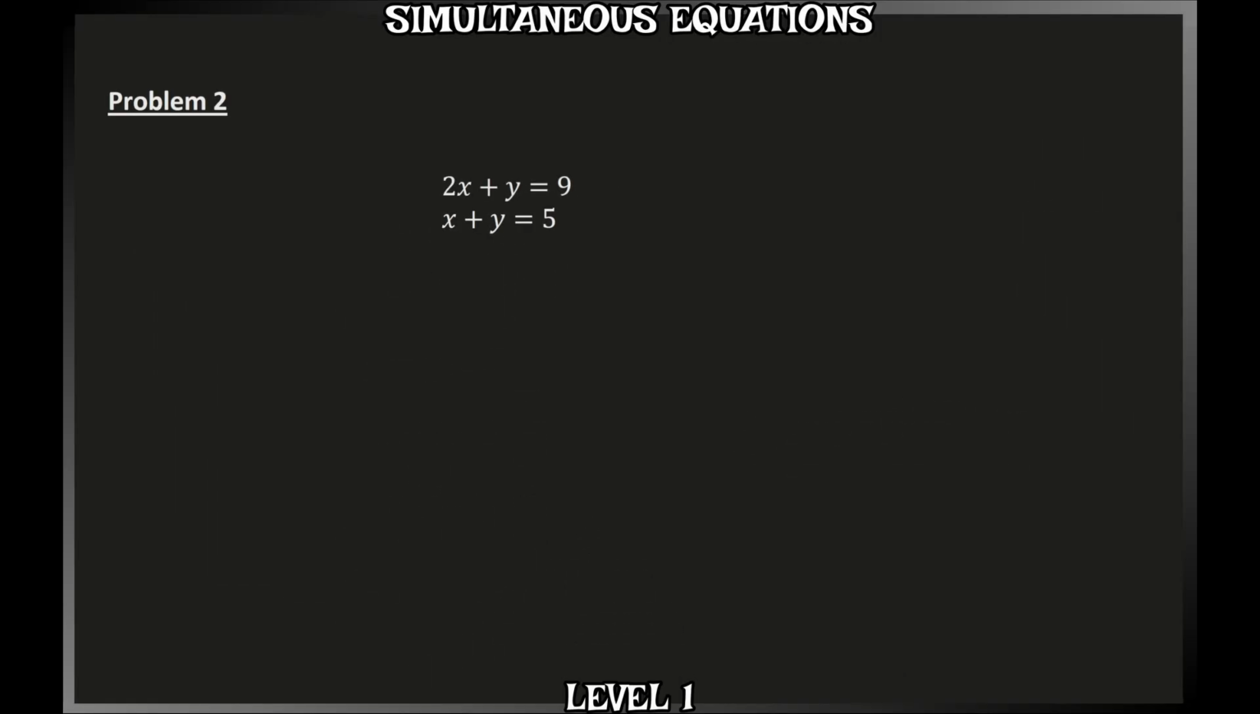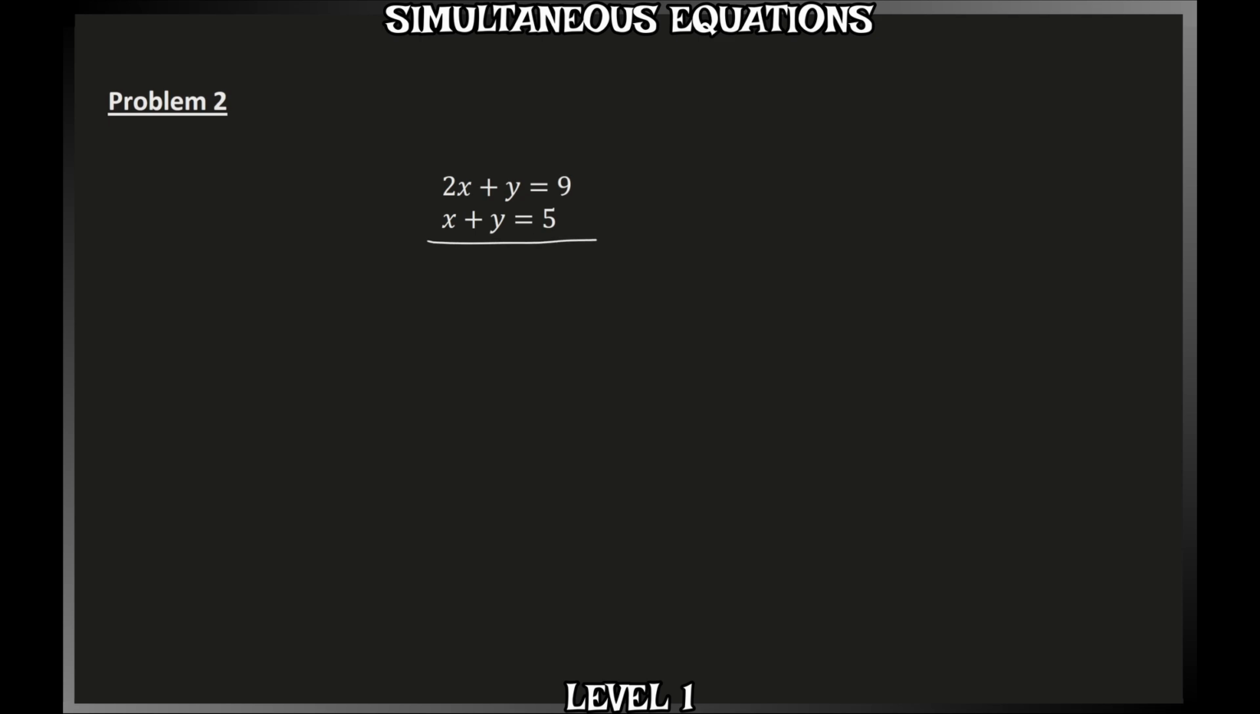In problem 2, we're solving 2x plus y equals 9 and x plus y equals 5. Now we'd like to eliminate either the x's or the y's from these equations. Looking at the x's, we've got a different number of x's in the first equation and the second, so these are going to be a little more difficult to eliminate. Looking at the y's, we've got a plus 1y in the first equation and a plus 1y in the second. So we can eliminate these y's by subtracting one from the other.